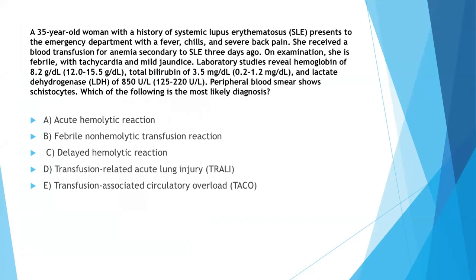The lab studies reveal hemoglobin of 8.2 gram per deciliter, total bilirubin of 3.5 mg per deciliter, and lactate dehydrogenase of 850, which is quite high. Peripheral blood smear shows schistocytes. Which of the following is the most likely diagnosis? Acute hemolytic reaction, febrile non-hemolytic transfusion reaction, delayed hemolytic reaction, transfusion-related acute lung injury, or transfusion-associated circulatory overload.